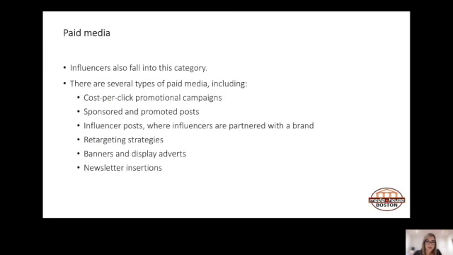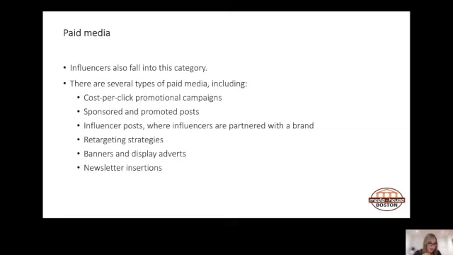So it can be reviews, shares, posts, mentions. And then paid media is the media that I pay for, everything on the specific slide in front of us. So influencers will fall under here. Cost per click, promotional campaigns, sponsored and promoted posts, banners and display ads, newsletter insertions, etc.